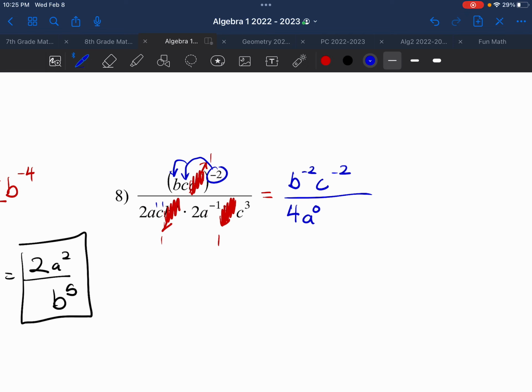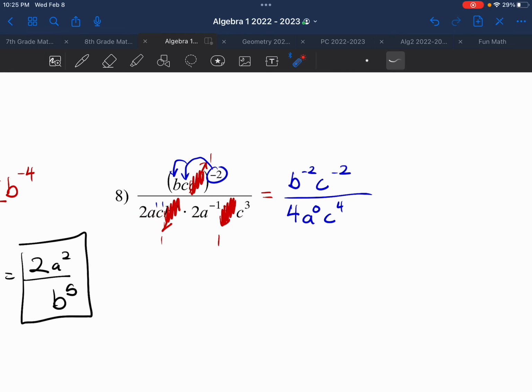What about our b terms? There aren't any b terms. All right, what about our c terms? Okay, for our c terms, I have c to the power of 1, c to the power of 3. I'm going to add those exponents together, and it's going to be c to the power of 4. C to the power of 4, and I think I get everything. Let me just double check. Got that 2, got that 2, got that a, got that c, got the a to the -1, got that c to the 3. I think I got everything.